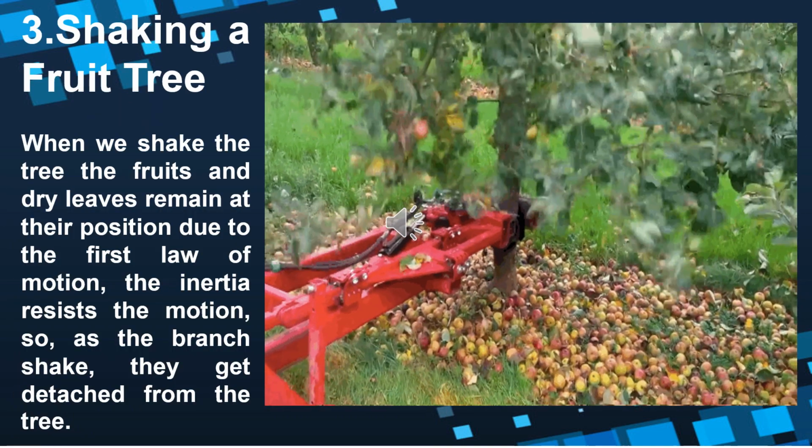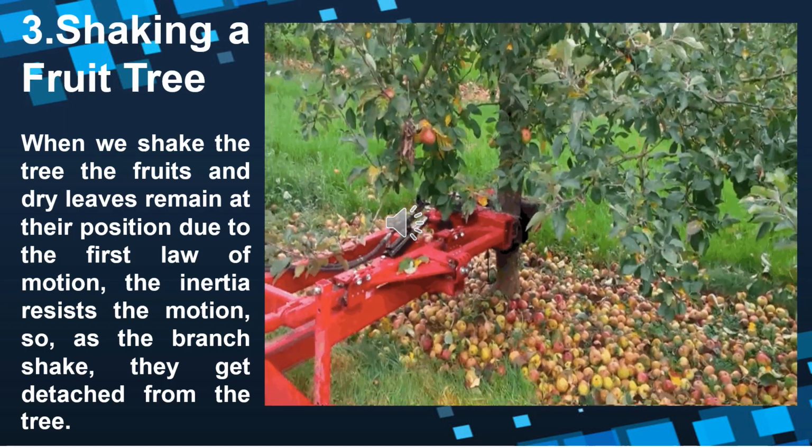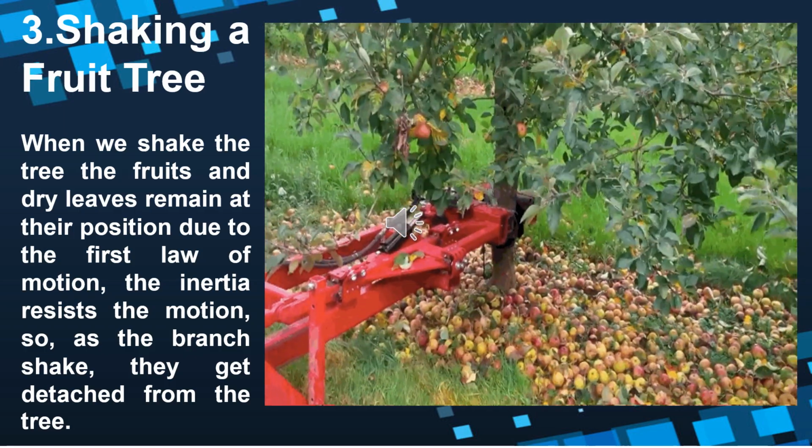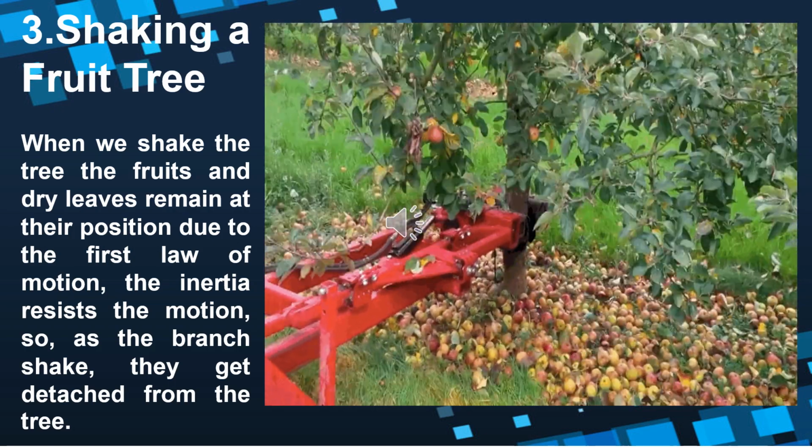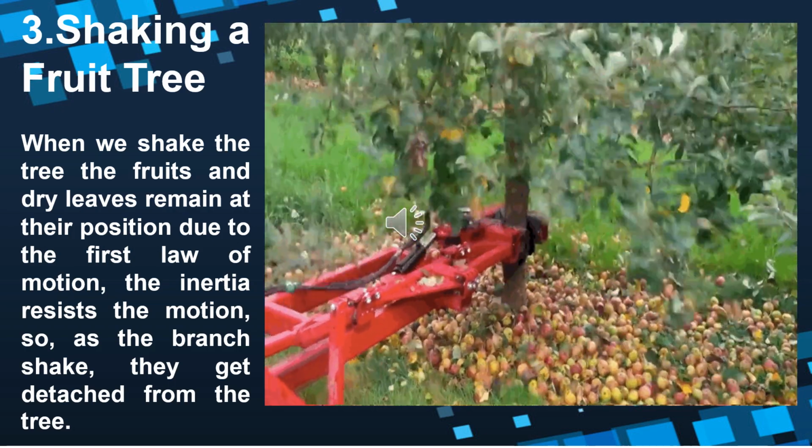3. Shaking a fruit tree. When we shake the tree, the fruits and dry leaves remain at their position due to the first law of motion. The inertia resists the motion, so as the branch shakes, they get detached from the tree.